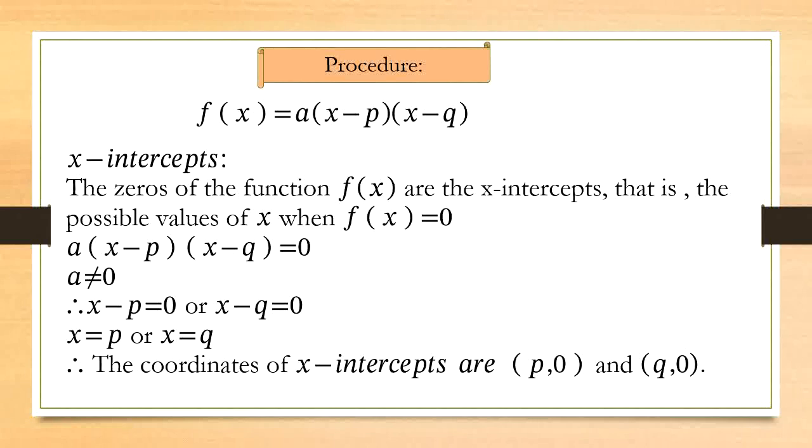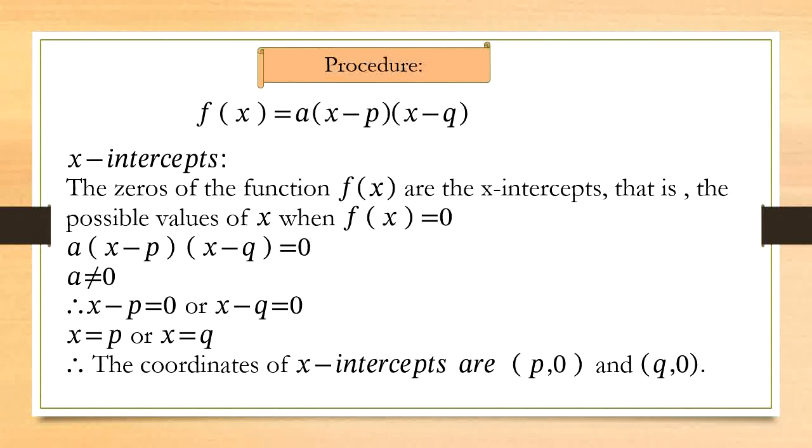So we are taking this x minus p equal to 0, we are taking p to the right hand side and it becomes positive p. Similarly, x minus q equal to 0, and when you take this negative q to the right hand side, it becomes x equal to q. This x equal to p and x equal to q are the x-intercepts.